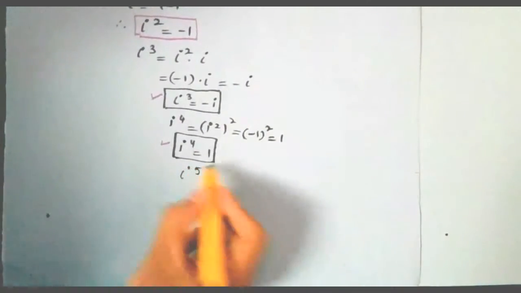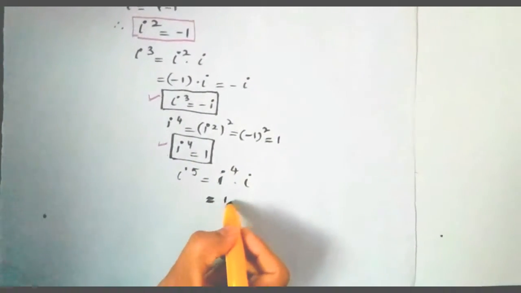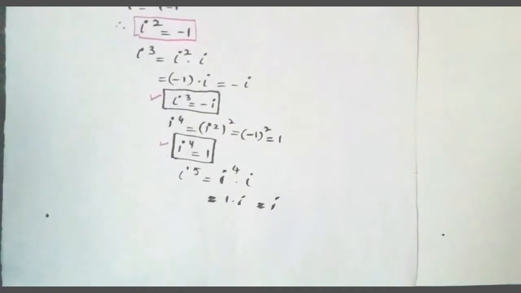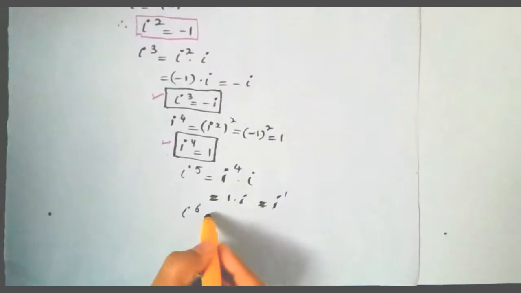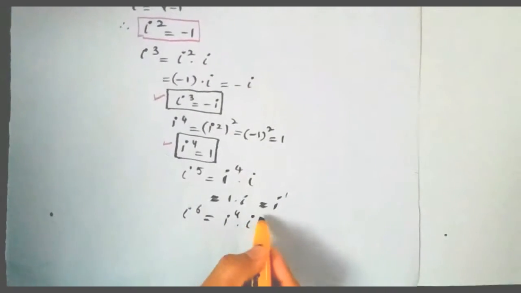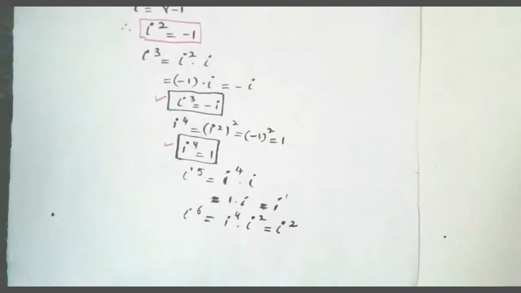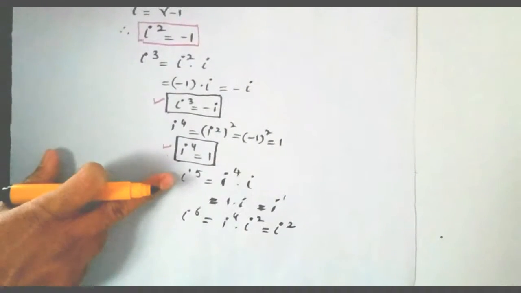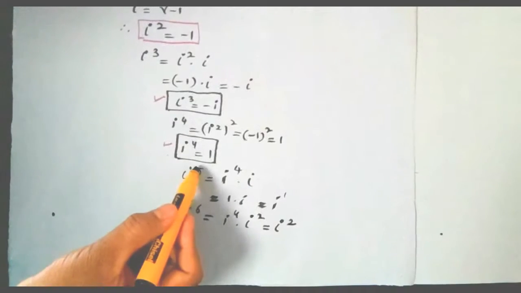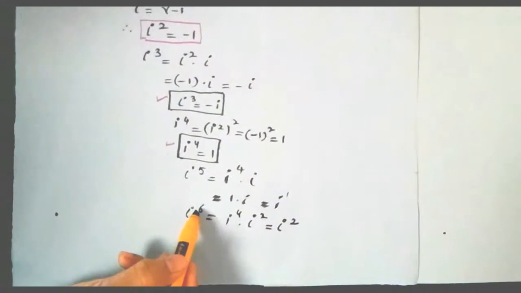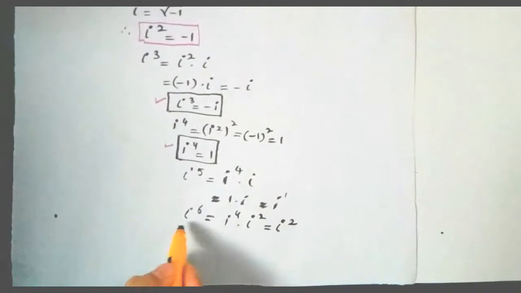i power 5 equals i power 4 into i. But i power 4 equals 1, therefore 1 into i equals i. So i power 5 is equal to i power 1. Then what is i power 6? i power 6 equals i power 4 into i square, and i power 4 is 1, so this becomes again i square. Once you observe, whenever you take i power 5, because i power 4 is 1, subtracting 4 from 5 we get i power 1. For i power 6, you can directly remove 4 from 6, which gives i power 2. Now i power 7 is what?